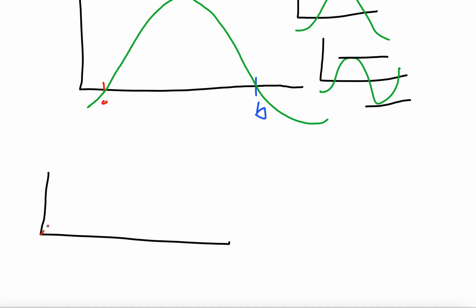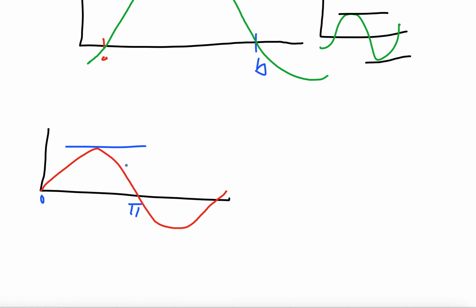Let's do the function sine of x, that looks like this. As you can see, on the interval between 0 and pi, where they're both zeros, there's one maximum, and we know that happens at pi over 2. On the interval between pi and 2 pi, there's one minimum, and that happens, of course, at 3 pi over 2.